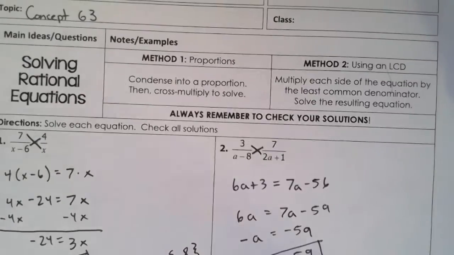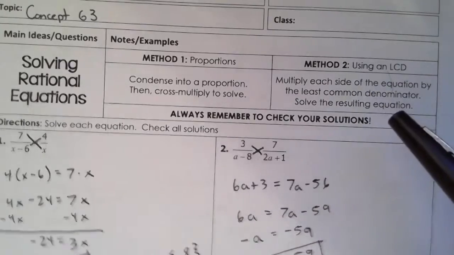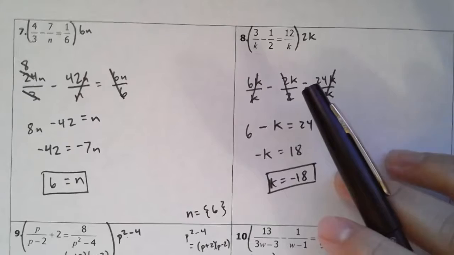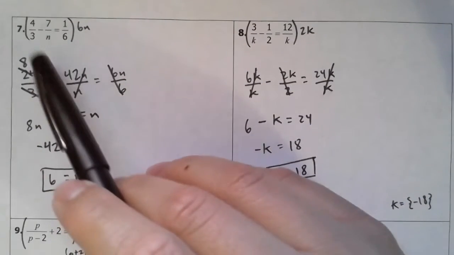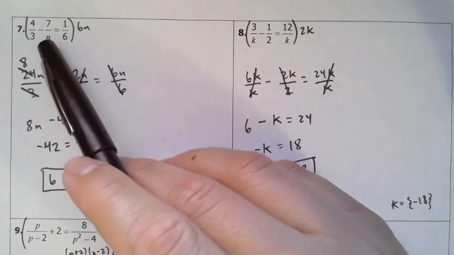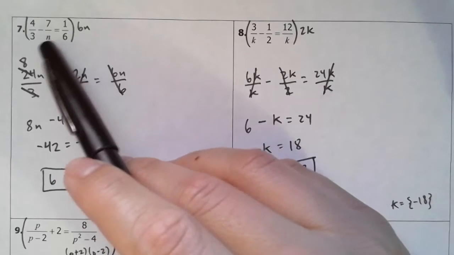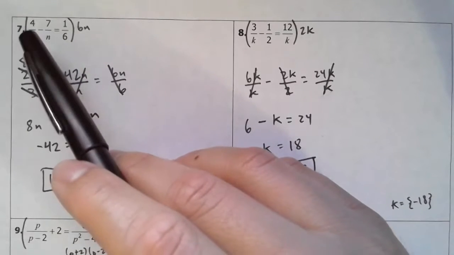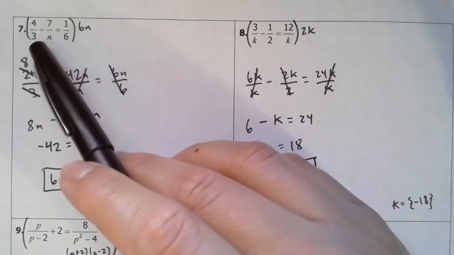For number 7, this is where method 2 comes in. You're going to use the least common denominator. So here, notice that I now have two fractions on the left side of this equal sign, right? So it's not like the other one where I could just cross multiply.